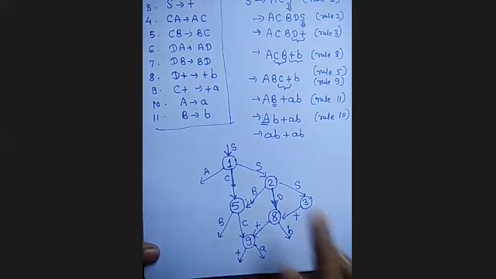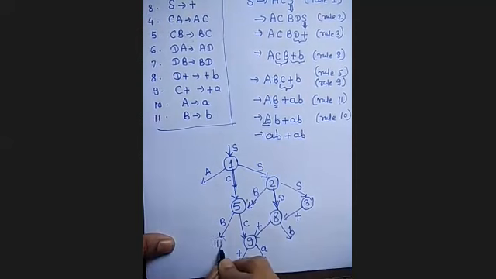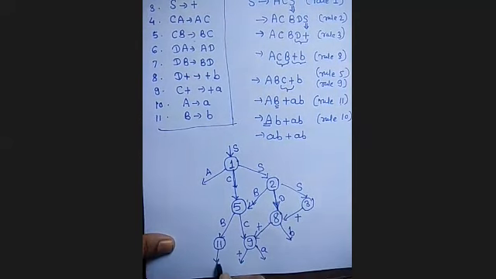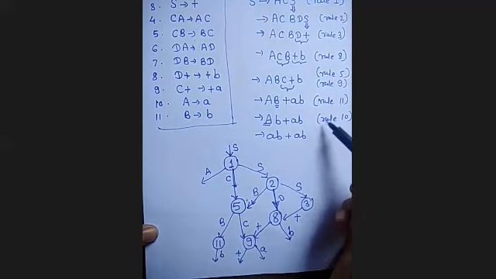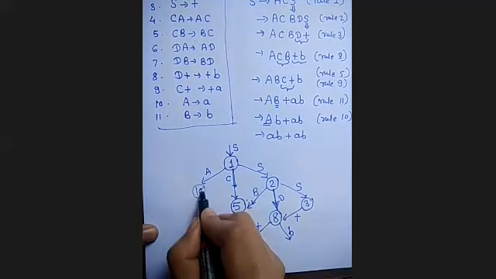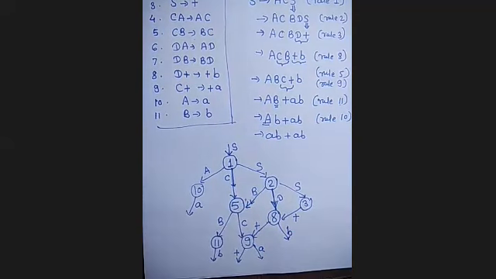Then we'll apply what? Rule number 11. So rule number 11, it is simple. It is what? B derives B. Okay. And then what remains? Rule number 10. A derives A. Here it is different. Here you can see the edges are labeled by non-terminals or terminals, and the nodes are labeled with the production rule number. Okay, so now this is complete.